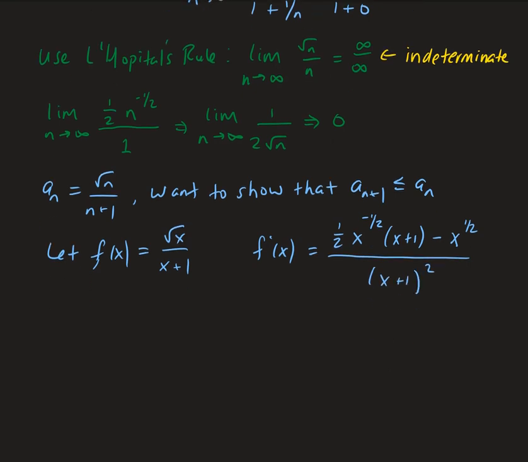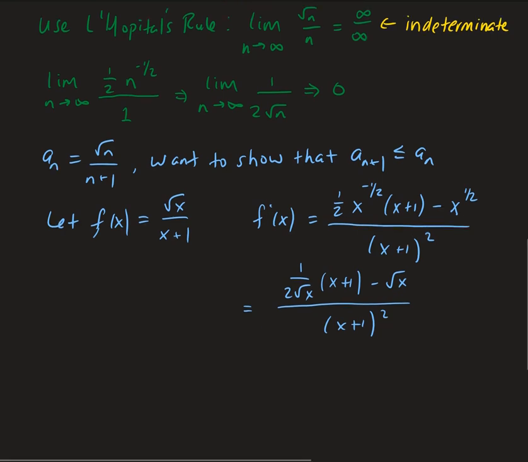So this is just 1 over 2 root x times x plus 1 minus root x, all over x plus 1 squared. Now we need to find the critical value here.